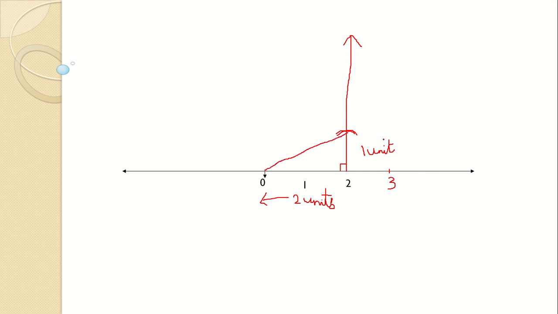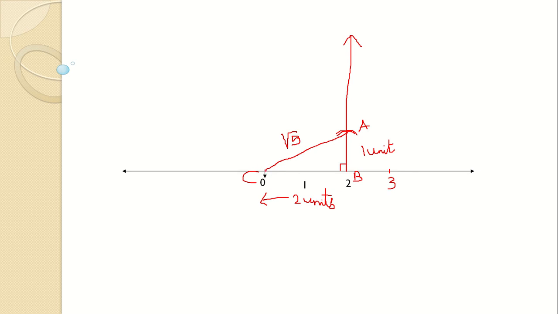Now you see you have constructed a triangle. Let me name it ABC. I have constructed a triangle ABC in which one side is 2 units, the other side is 1 unit. So hypotenuse is going to be root 5. How? We have seen just now by Pythagoras theorem. Here one side is 2 units, other side is 1 unit, so hypotenuse is going to be root 5. So this distance is equal to root 5 distance.